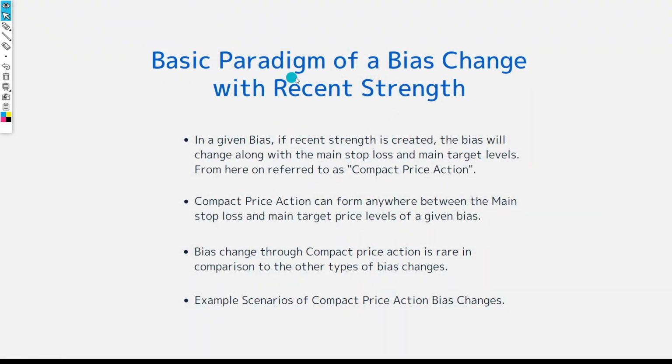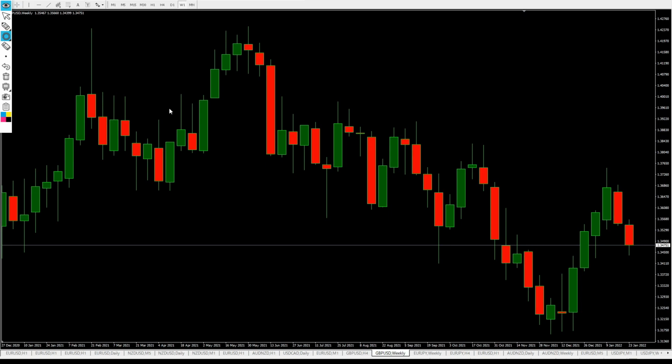So the basic paradigm of a bias change with recent strength. Number 1, in a given bias, if recent strength is created, the bias will change along with the main stop loss and main target levels, from here on referred to as compact price action. Okay, so I'll be referring to recent strength as compact price action from this point on.